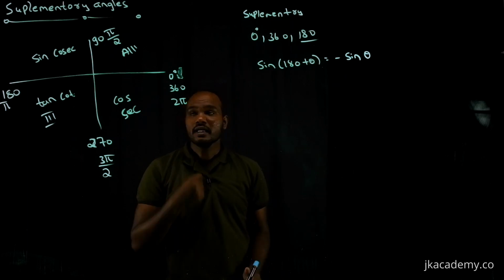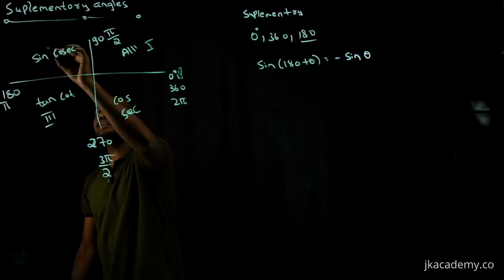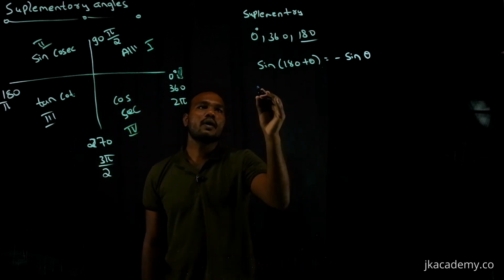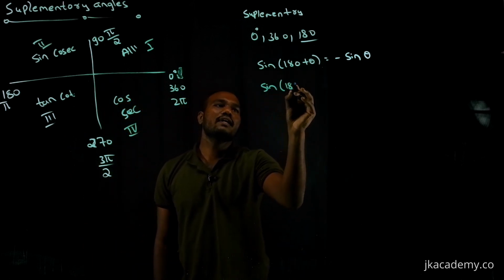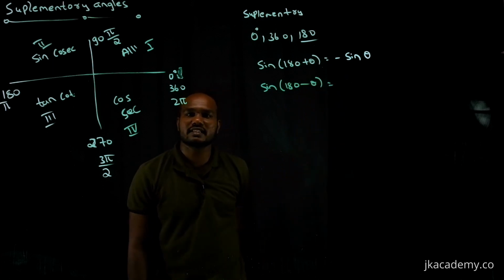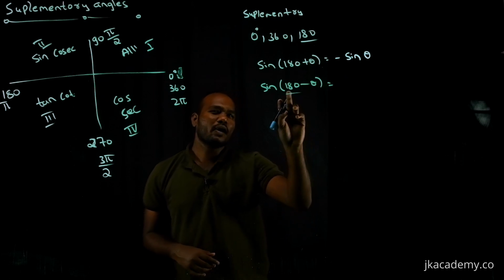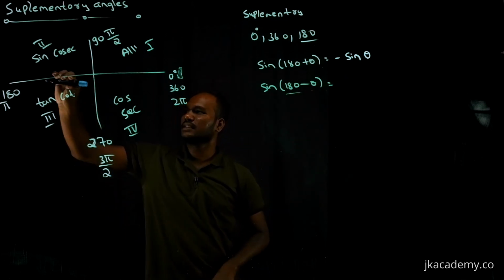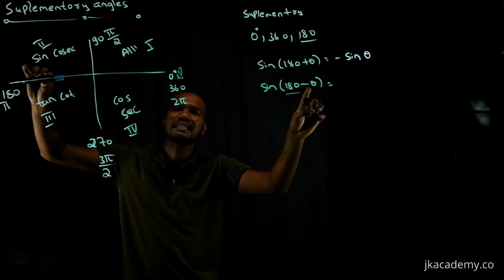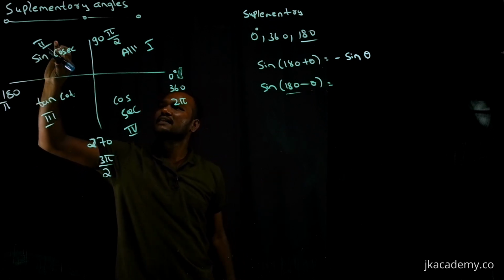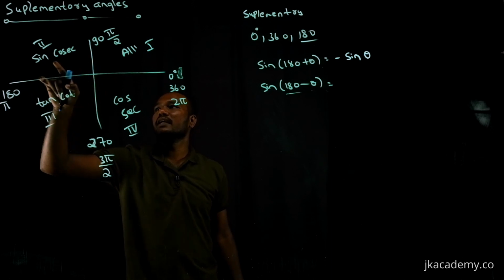Okay, just we'll write this is first quadrant, this is second quadrant, this is third and this is fourth quadrant. Now I'll take sine of 180 minus theta. What is the first thing we have to do? We have to think about quadrant. How to decide a quadrant? See the number inside. 180 minus, where is 180? This is 180. If we have a plus, we have to increase an angle. If you have minus, we have to decrease. So what will you get? You will get second quadrant.